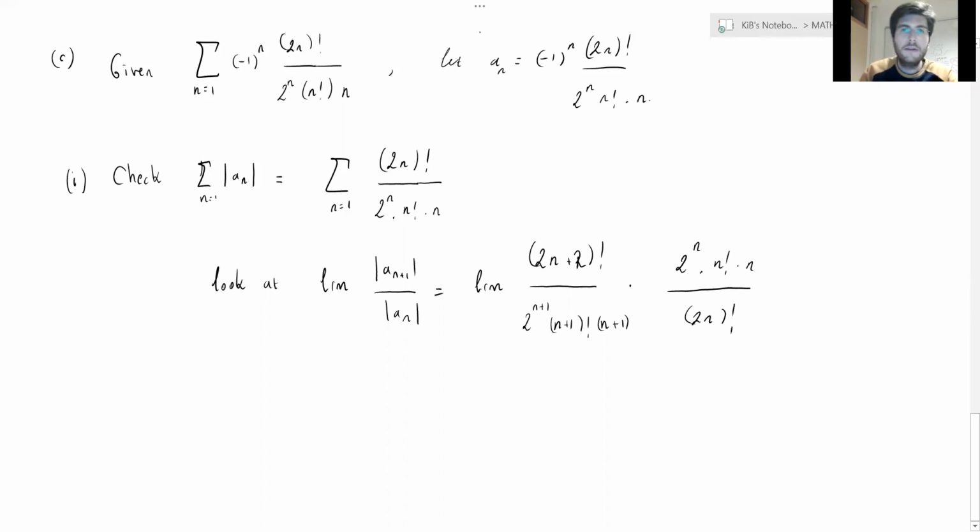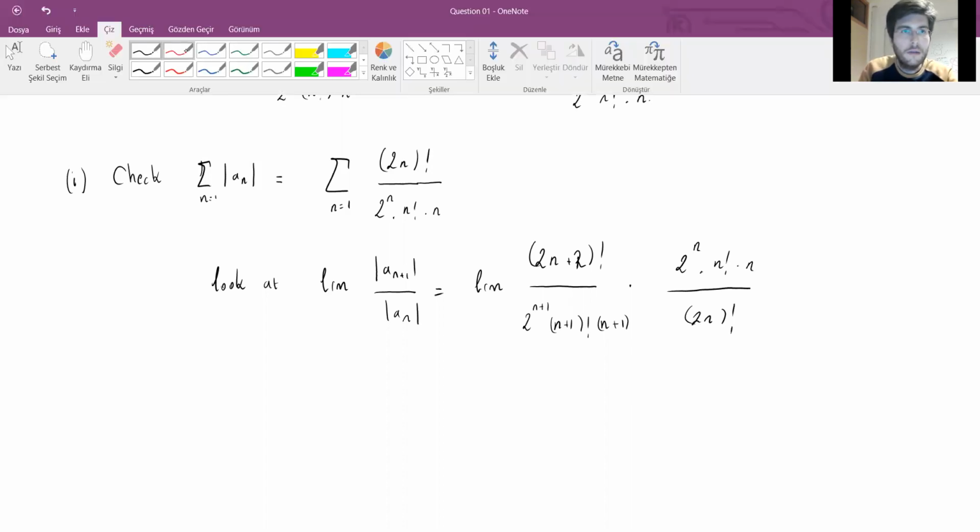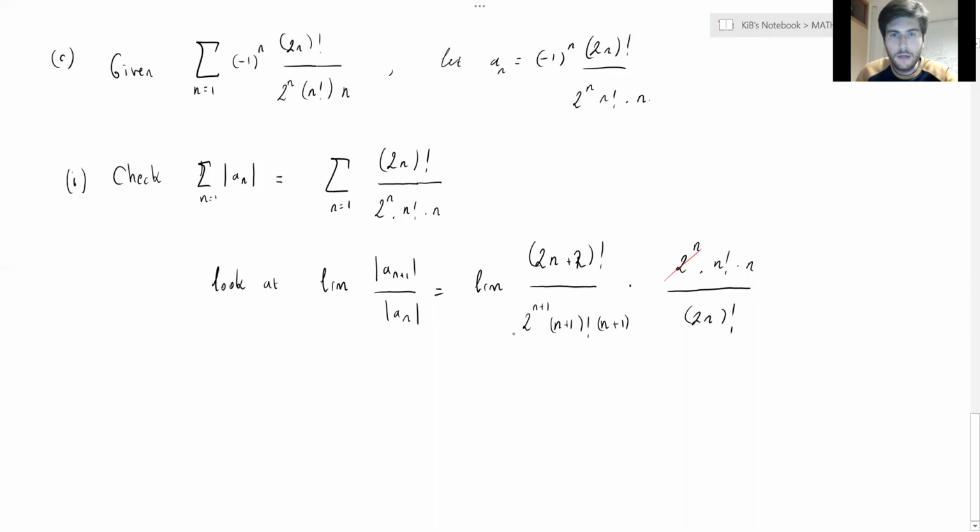Of course, there are some cancellations, right? So if you look carefully, these terms cancel out each other. We have 2, these cancel out each other. We have n+1. These two cancel out each other. We have then this term left, actually one more term.